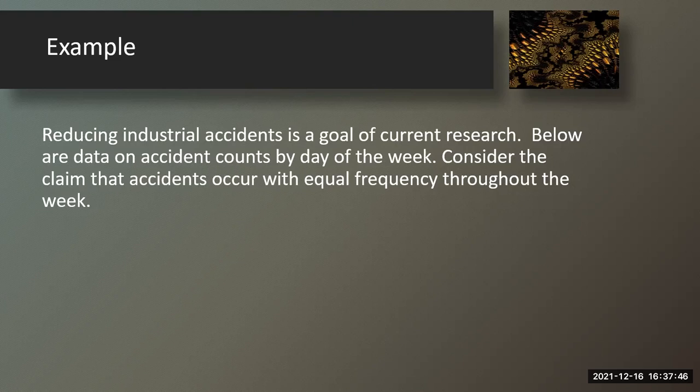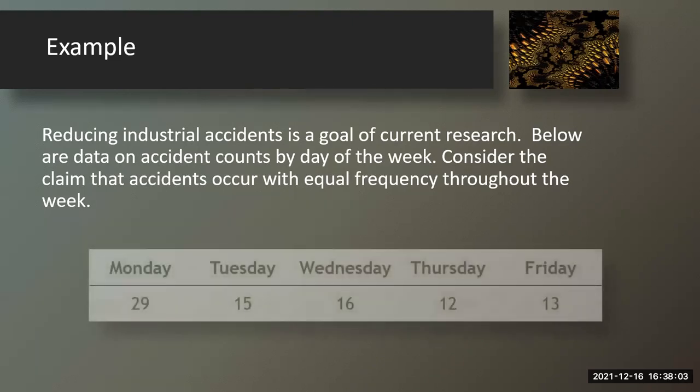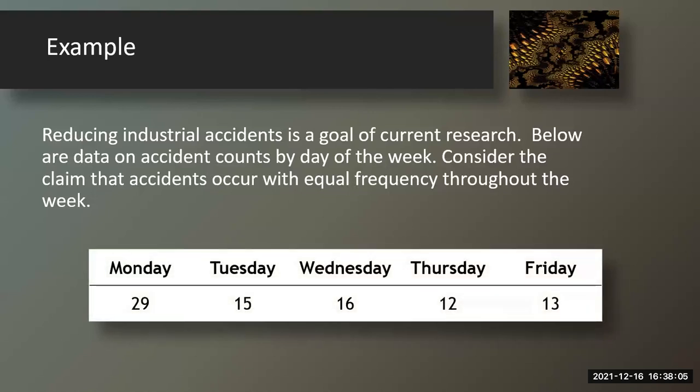So here's my example. Reducing industrial accidents is the goal of current research. So below we have some data on accident counts by day of the week. We want to consider the claim that accidents occur with equal frequency throughout the week. So there's the data. Looks like Monday is a clumsy day. But that's just the way it looks. We're going to bring statistics to bear upon this problem.